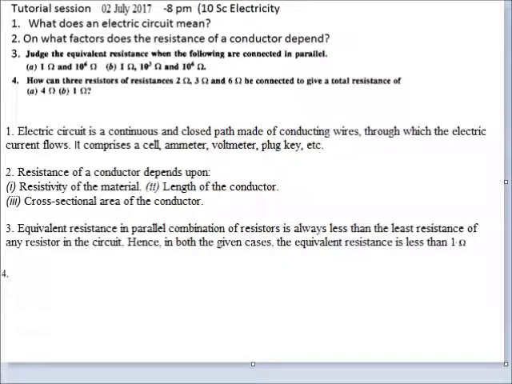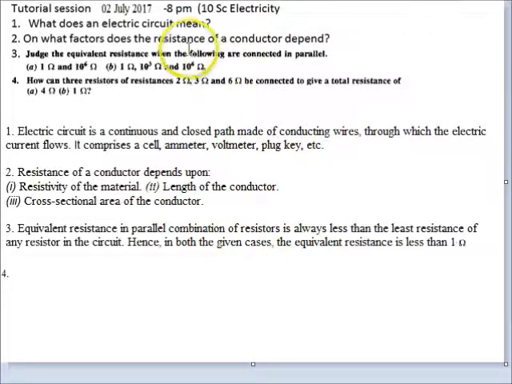Question number 1. What does an electric circuit mean? So it's a very simple answer. Now electric circuit is a continuous and closed path made of conducting wires, and through these wires current flows. Now in an electric circuit you may have cell, ammeter, voltmeter, plug, key, etc. So this all becomes a circuit.